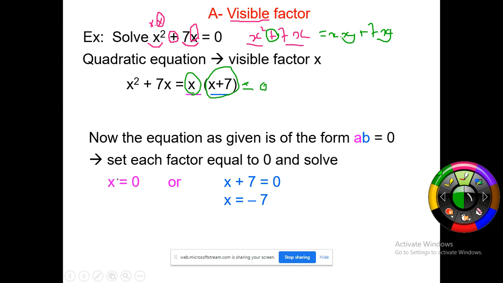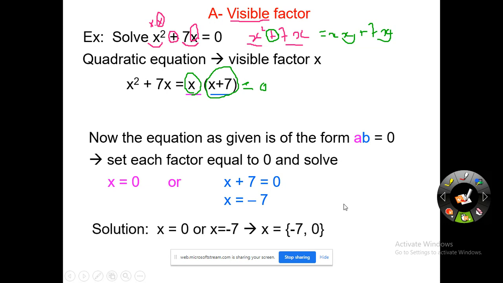So now if I replace x by 0, I will have 0 plus 7 times 0, 0. It gives me 0. If I replace x by minus 7, I will have minus 7 squared, it's 49. Minus 49 gives me 0. So what I did is right. Let's do another example. So my solutions are 0 and minus 7.